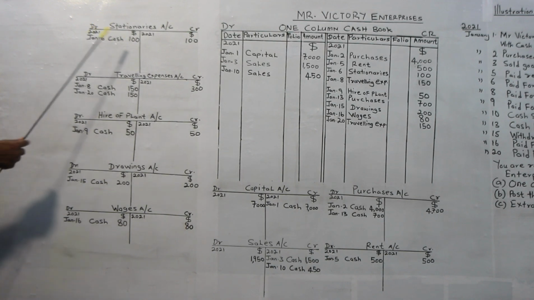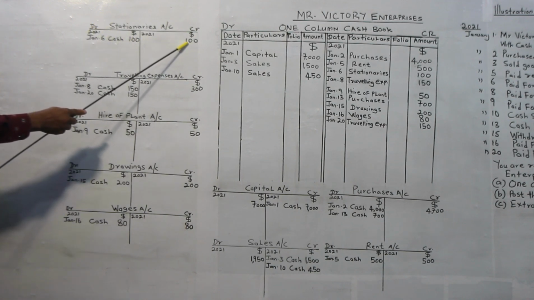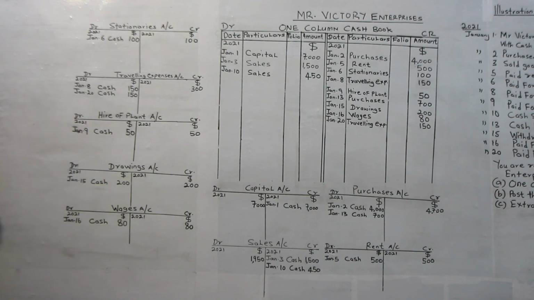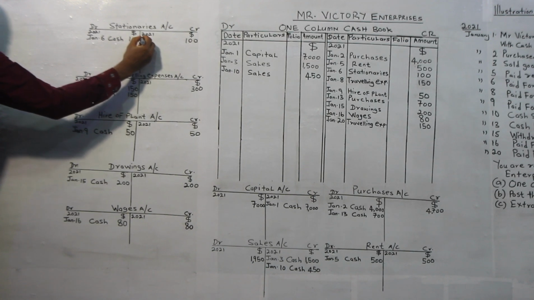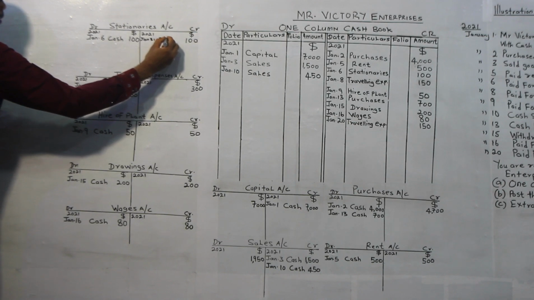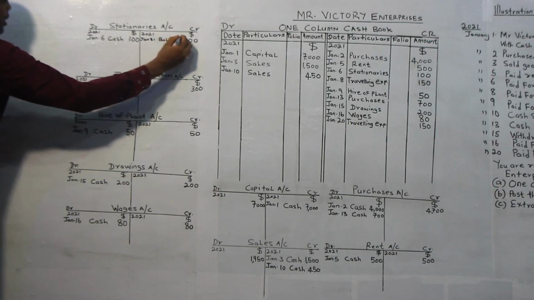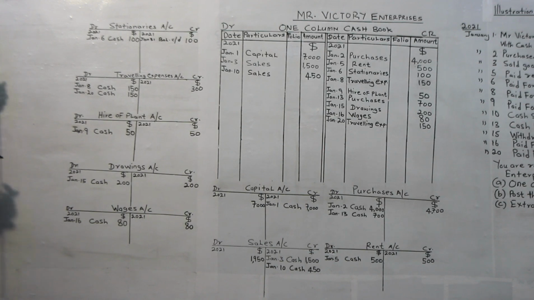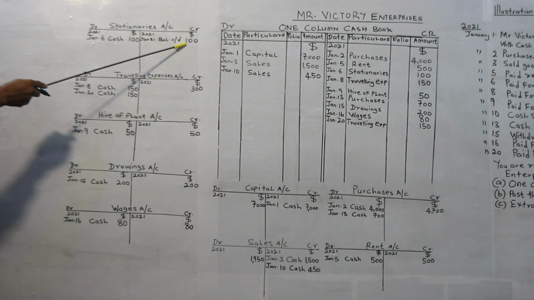Now, this 100 on the credit side that makes the two sides equal, what do we call it? We call it balance carry down. That is the closing balance as at the end of the month, January 31st. So we are going to write here January 31st. We call it balance carry down, CD. So that is the representative of what the 100 becomes.